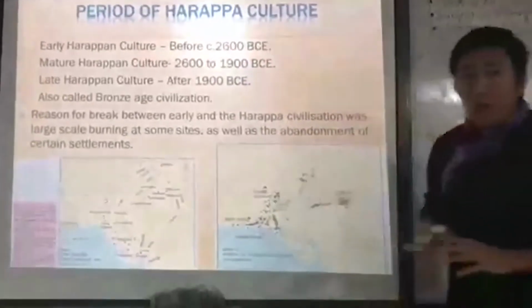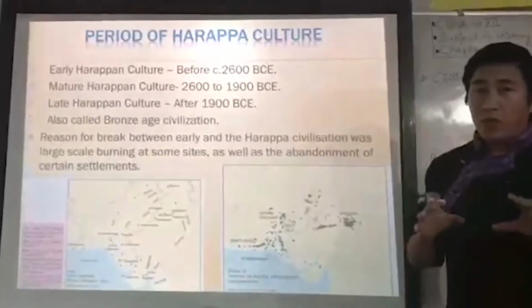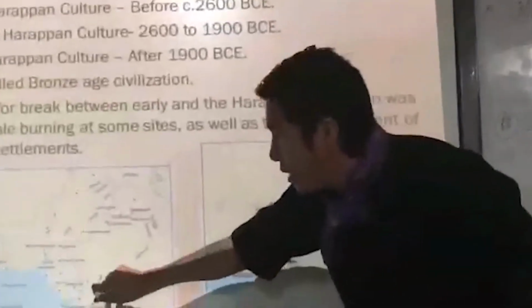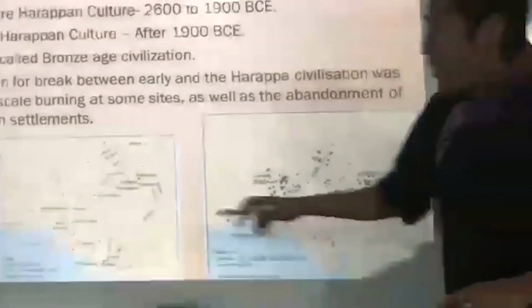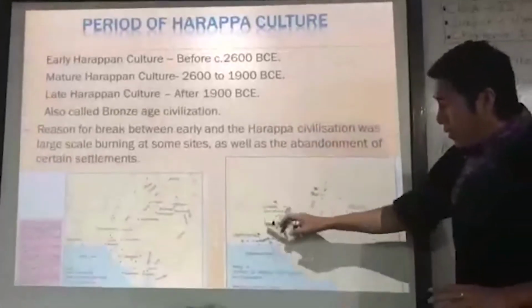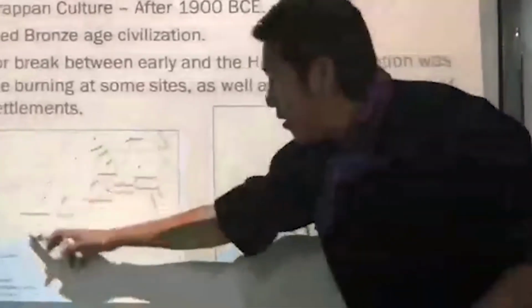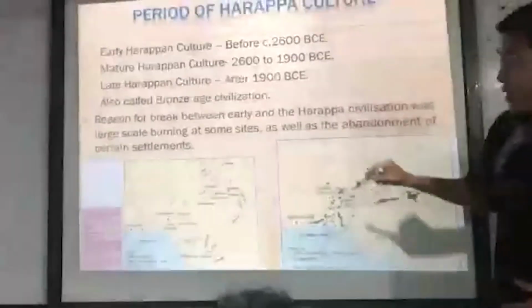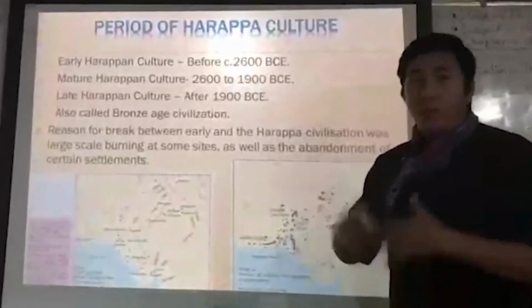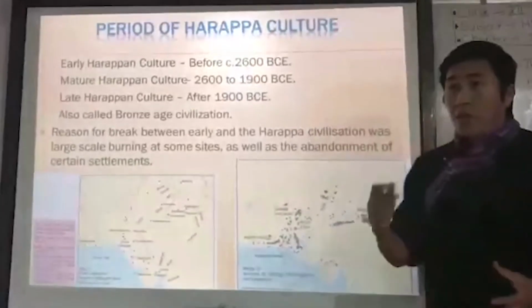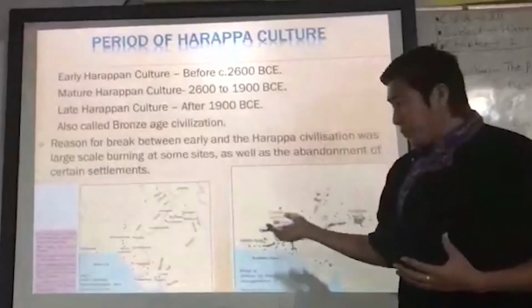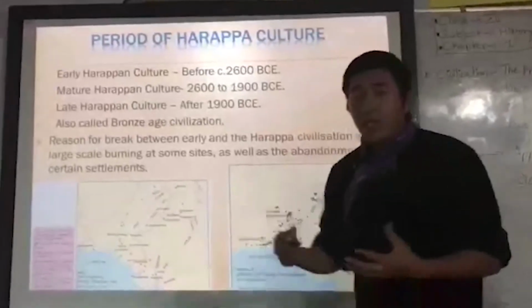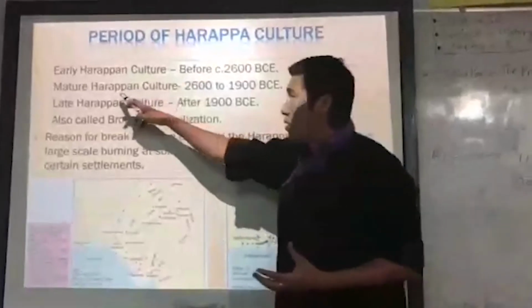In your textbook, on pages 2 and 3, you will find this map. This one is a major Harappan site, and this one is an early Harappan site. The difference is that in this map there are very few settlements in early Harappa, and in major Harappa there were many more settlements. The second difference is their skills: agriculture, the building of houses, everything. If you compare, the major phase is a little more advanced. That's why it is called major Harappan culture.